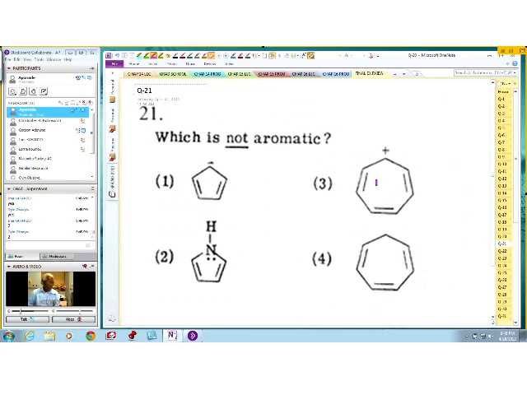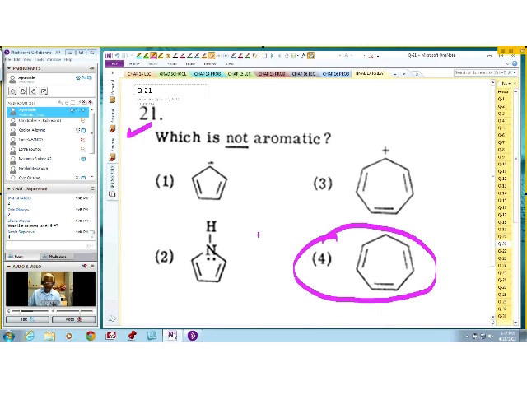Okay, this should be fairly easy. Natalia, go ahead and read this for us. Which one from the following compounds is not aromatic? Okay, thank you, and very good. Which of these is not aromatic? Okay, we should be able to do this right away. What would be the answer here? Which is not number 4? Okay, very good. Natalia said number 4. So the answer here is number 4.